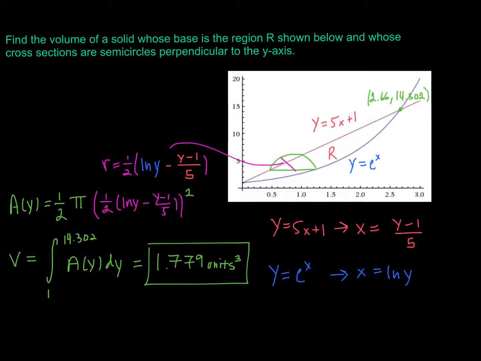No need to go ahead and rewrite the area function that we already have. We've already written it here, so when we write A of y, we know what we're referring to. And this is a function best integrated in the calculator, and in doing so I get 1.779 units cubed.